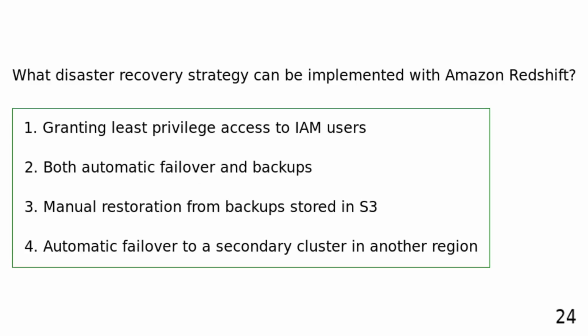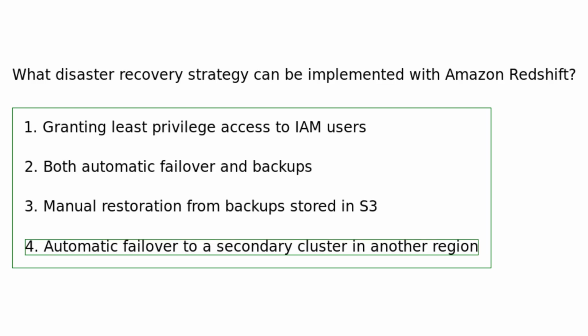What disaster recovery strategy can be implemented with Amazon Redshift? Granting least privilege access to IAM users. Both automatic failover and backups. Manual restoration from backups stored in S3. Automatic failover to a secondary cluster in another region. Redshift can be configured for automatic failover to a secondary cluster in a different region for disaster recovery.